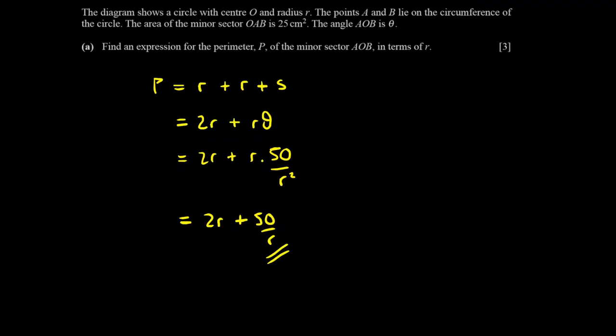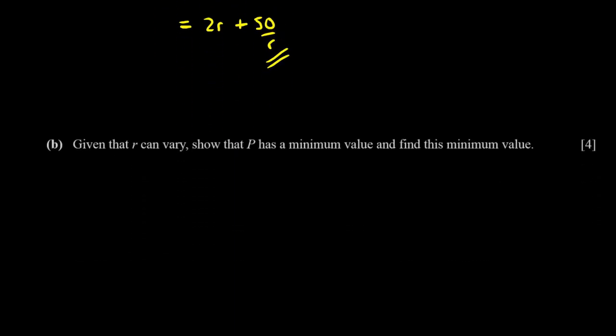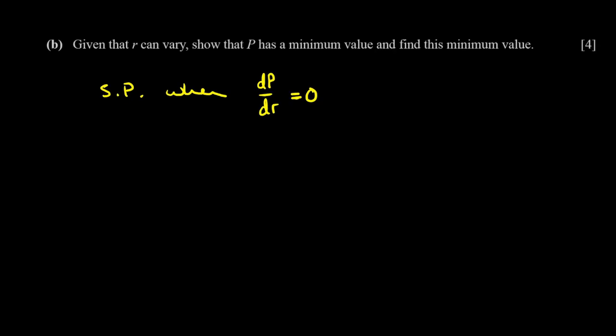Okay? All right then. Well, next part, given that r can vary, we want to show that p has a minimum value. So how do we find a minimum value? Well, what we're really doing is finding a stationary point. And so we're going to write our first statement. A stationary point is when the derivative, dp dr, is equal to 0. So we've got to differentiate our expression. We're going to rewrite it first of all as p is equal to 2r plus 50 r to the power of negative 1, putting it in indices form. So I'm going to differentiate this, dp dr, and I get 2 minus 50r to the power of negative 2.